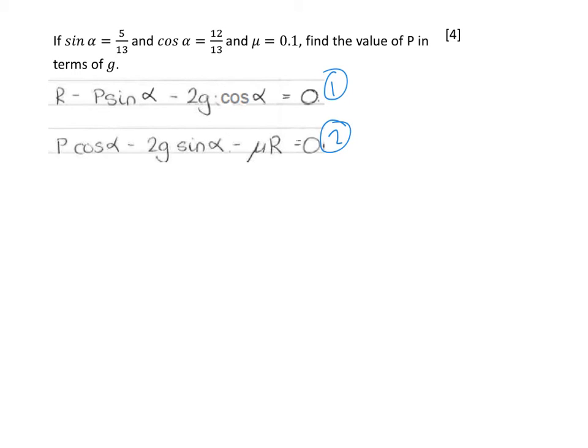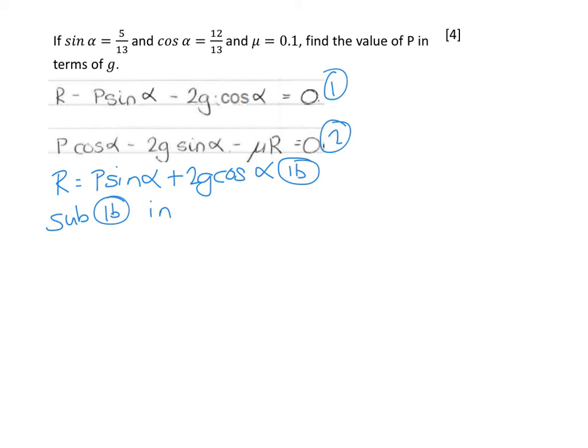The easiest equation to rearrange in terms of r, I would say, is the top equation, as it's just got r by itself. So equation 1 rearranged is just going to give us r equals p sine alpha plus 2g cos alpha. So then, if we call that equation 1b, because it's just a rearranged version, we can do sub 1b into 2.